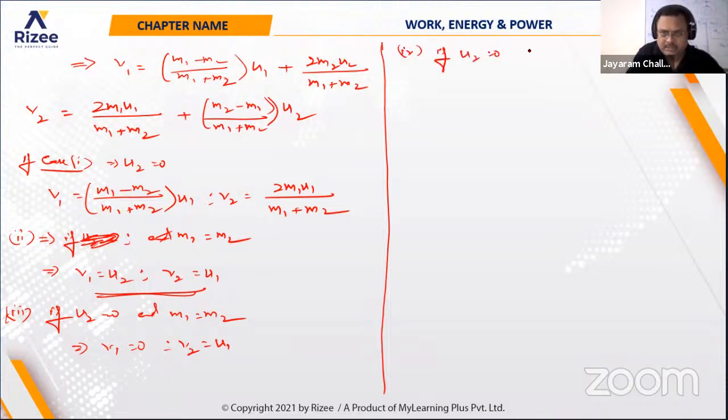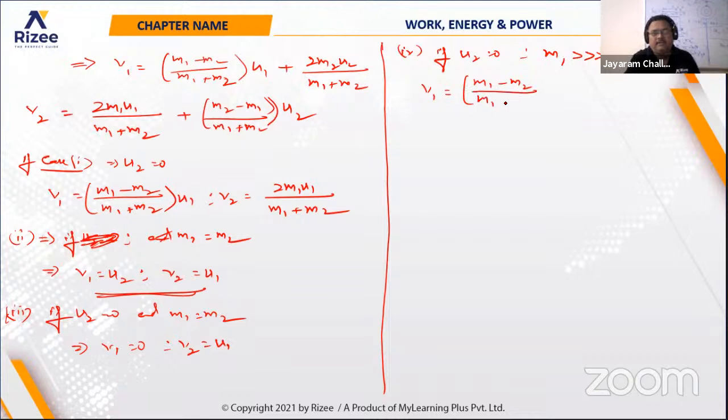If I go for the fourth case, u2 is equal to 0 and m1 is much greater than m2. That means a heavy body is coming down and hitting a light body. In this situation, what will happen? Then V1 is equal to, obviously your second term will be 0, you are left with (m1 minus m2) by (m1 plus m2). Since here m1 is very much greater than m2, you can neglect m2.